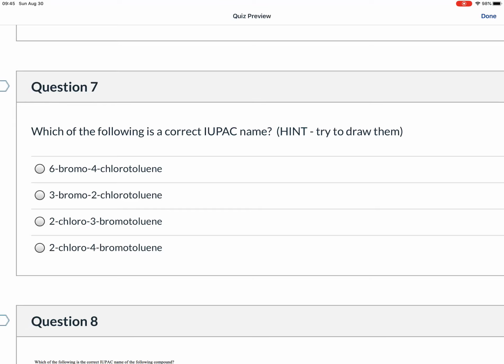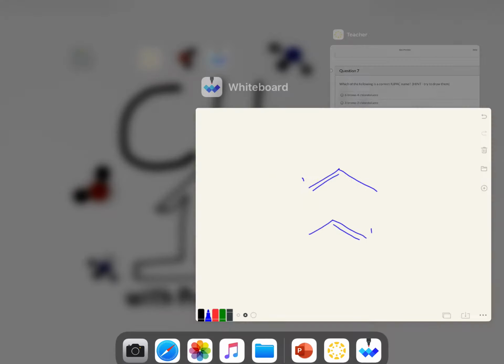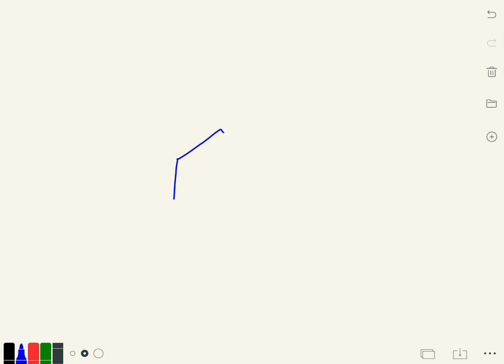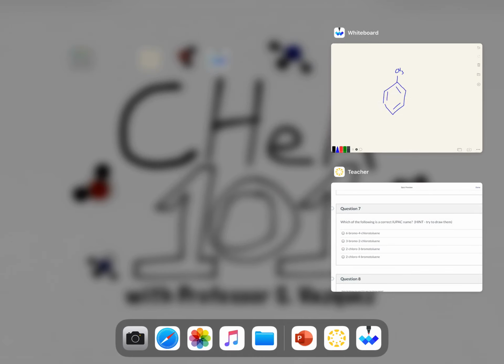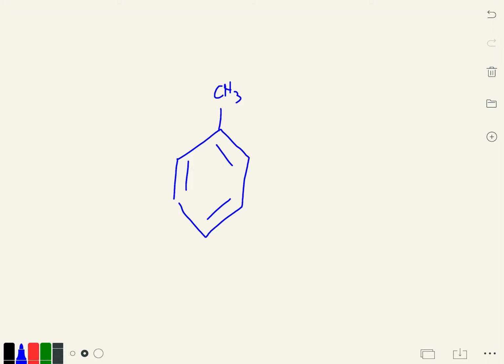Let's try 6-bromo 4-chloro toluene. So toluene is a benzene, and toluene, of course, has a CH3 on it. What did it say? 6-bromo 4-chloro. So 6-bromo is this, 4-chloro is this. I think we would just name the other way. We wouldn't say 6 and 4. We'd number 1, 2, 3, 4, and we'd say 2-bromo 4-chloro, if anything. So that name is wrong.